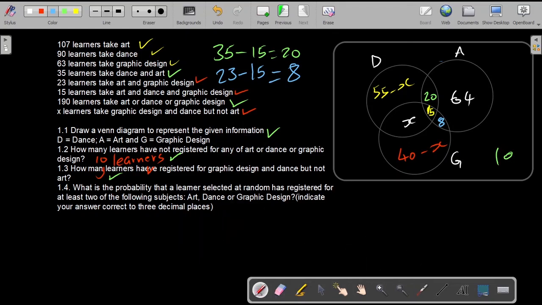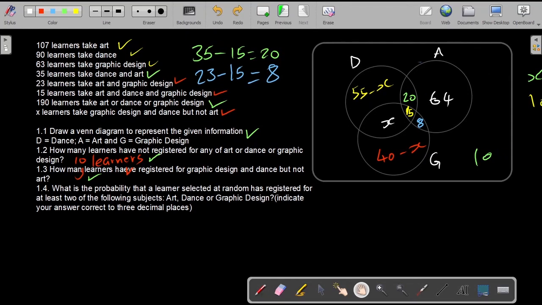So what is the question asking for? The question is asking for the probability that a learner selected at random is registered for at least 2 of the following: art, dance, or graphic design. And we also give our answer in 3 decimal places. So a decimal and rounded off to 3 decimal places. So let's look at the territory that we're talking about. So at least 2. So that means 2 or more.